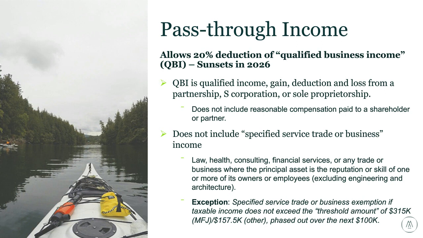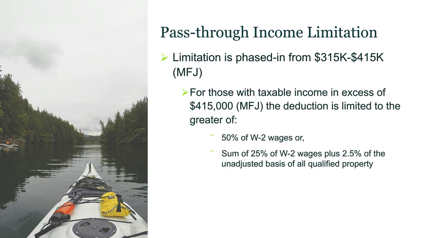Also, just to emphasize, if you're a corporation that has investments in these flow-through type entities, this also will not apply. Everything will be taxed at the 21% corporate rate. So the exception for service-based businesses: if you have income below $315,000, you can still be eligible for the qualified business income deduction, but it's quickly phased out. Once you hit income of $415,000, you will no longer be eligible for the deduction.